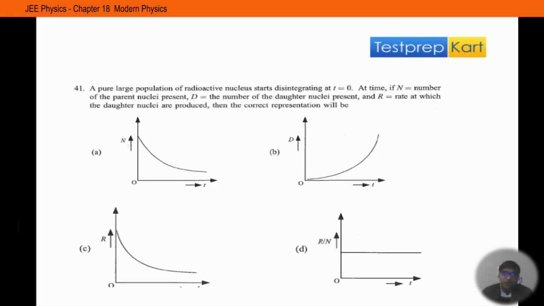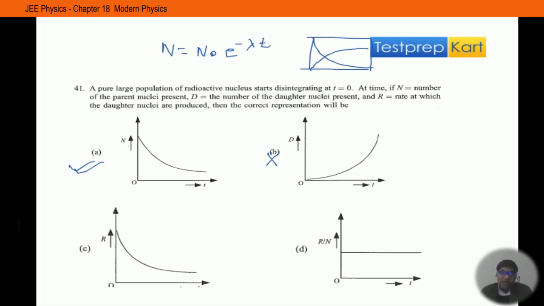So look, if we write the current number of nuclei, it is N naught into e to the power minus lambda t. It means there is an exponential drop, so it is correct. Now next, the daughter nucleus. As the parent nucleus decreases, the daughter nucleus increases in the same pattern. Even if we plot N and D on the same graph, the graph for N is a decreasing exponential, and for the daughter it is an increasing exponential. Okay, so this option is not correct.